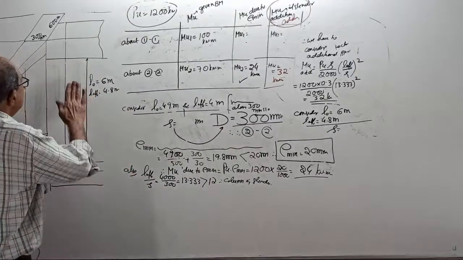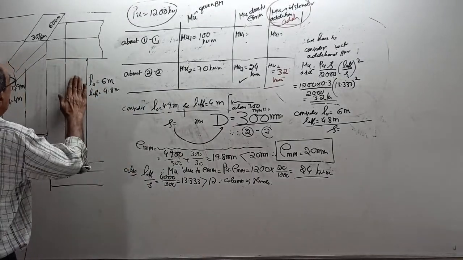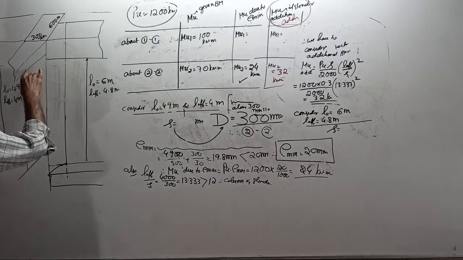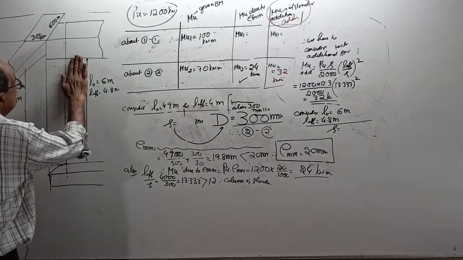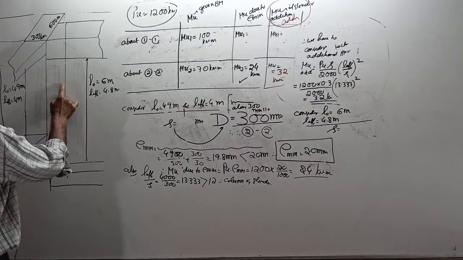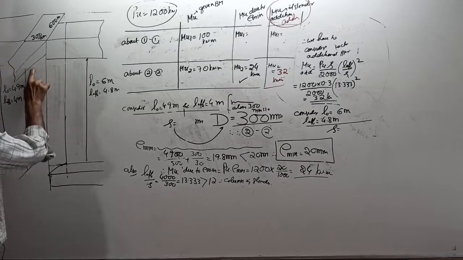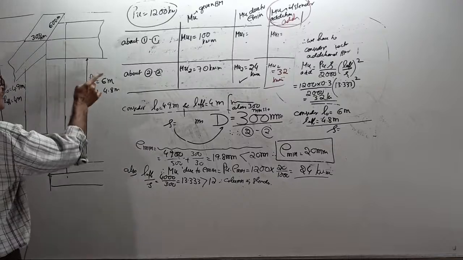When you take this length, you have to take the side of which one? When you take this length, your side should be 300. When you take this length, your side should be what? It should be 600.